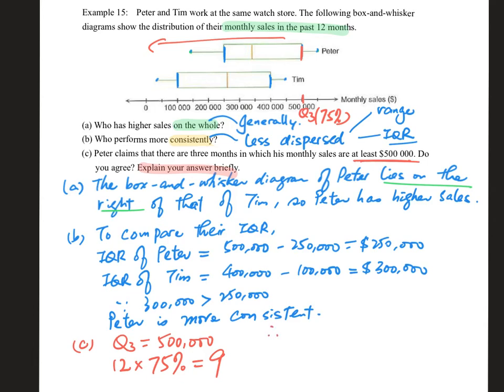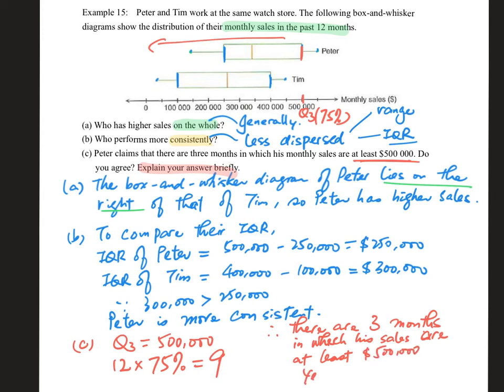So in other words, that means there are 3 months in which his sales is at least 500,000. So that's why I will agree with it. And I'll take a minute to write down the conclusion. There are 3 months in which his sales is at least $500,000. And don't forget to say your conclusion, or that you agree with it.